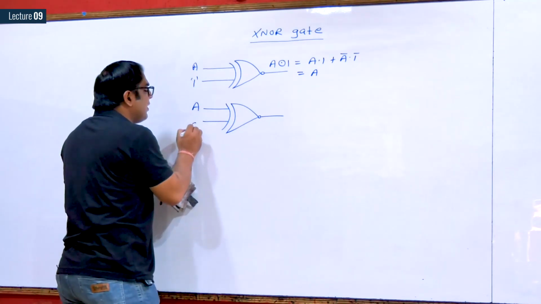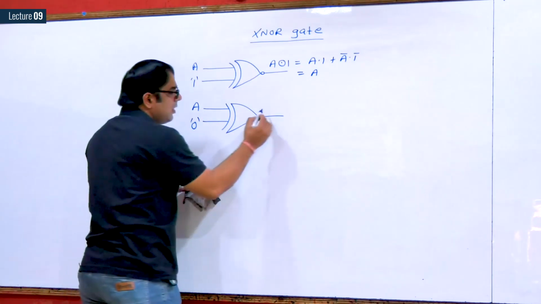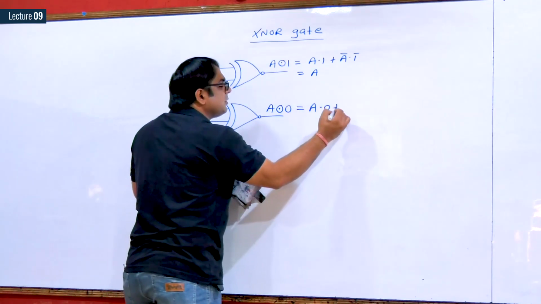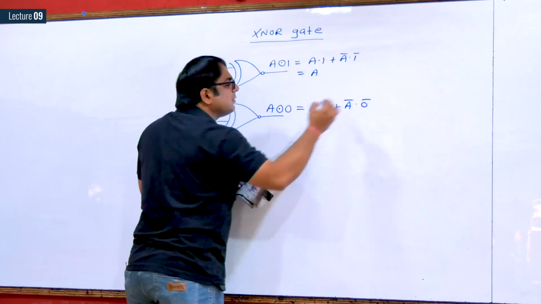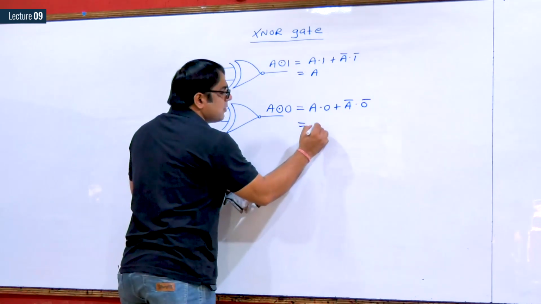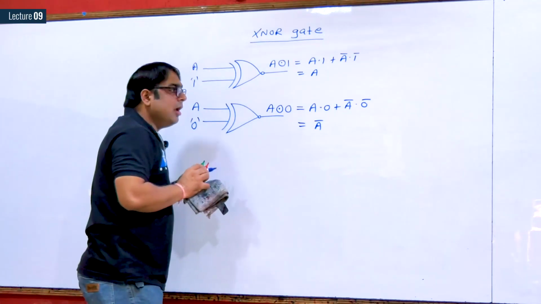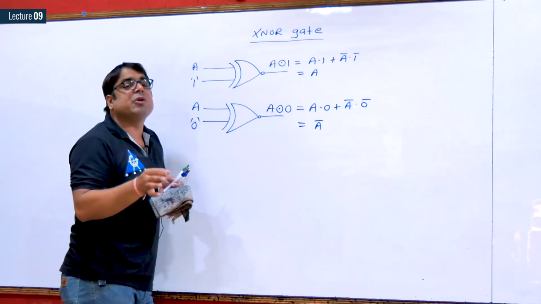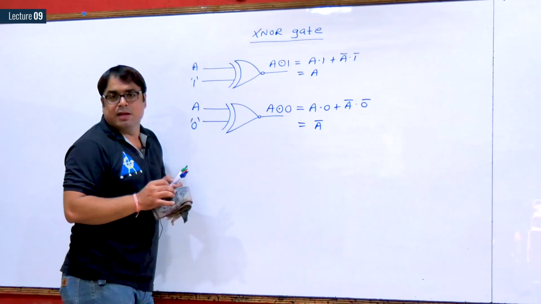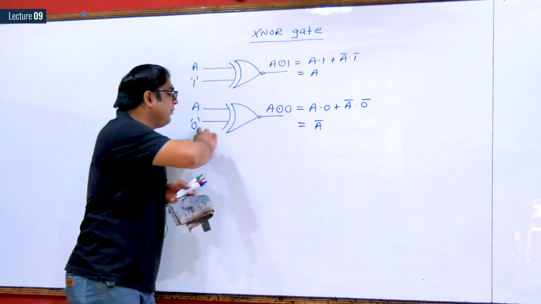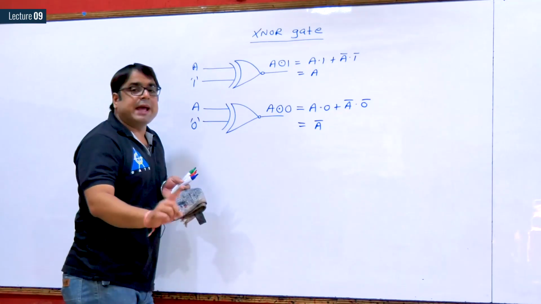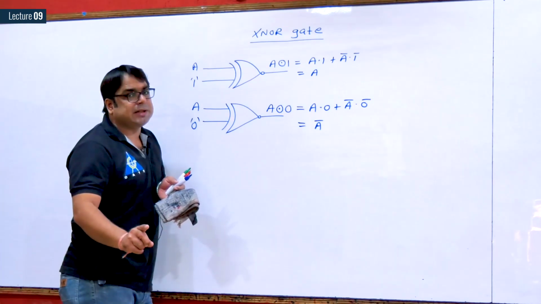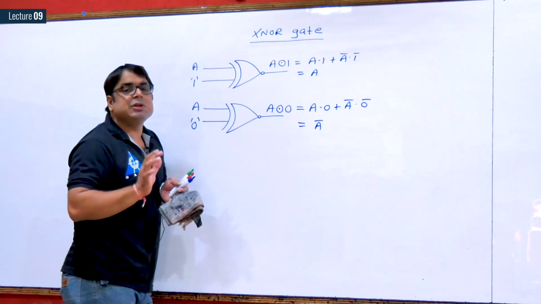In the same way, if we fix one input at logic low, so expression will be A XNOR with 0 is equal to A dot 0 plus A complement dot 0 complement. 0 complement is 1, so answer is A complement. So how to remember this one is very easy. You just remember XOR gate will complement if one input is fixed at high, and XNOR gate will complement if you fix one input at low. So XOR will be inverter when one input is high, XNOR gate will be inverter when one input is low. In this way you can remember.